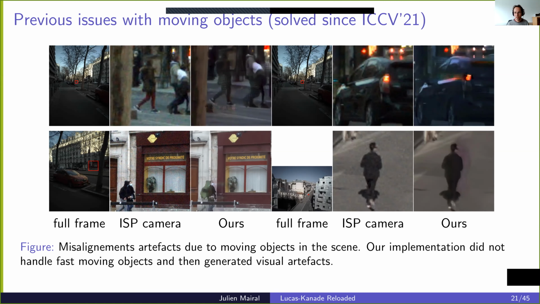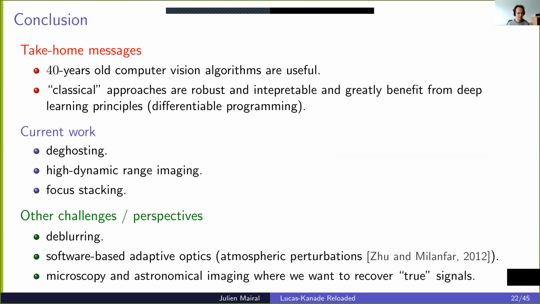In the first version of this work, we also had a few issues due to the model that we used, because the model was assuming that the scene was static, such that if in your burst you had motion, you would see ghosting artifacts like this. Since then, we have solved this problem, but I cannot show you results at this point, simply because we are writing a patent about this, and it's not public yet. But soon we should be able to show more results.